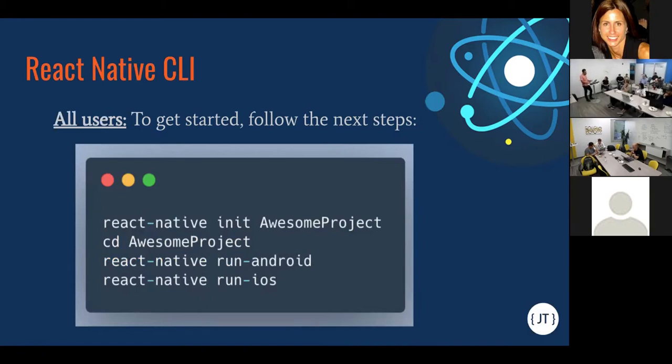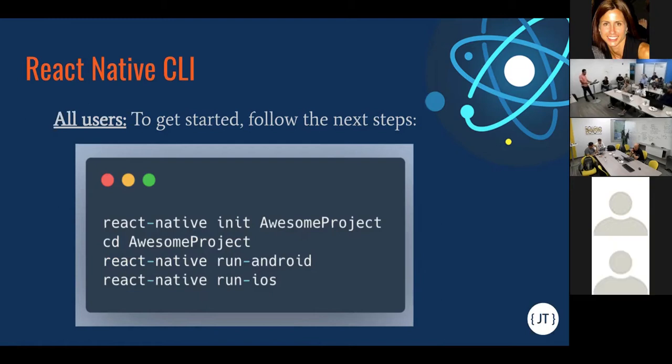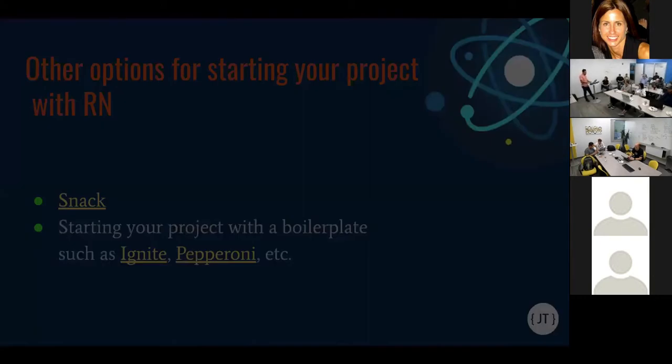And so once you have all of the pre-required dependencies installed, from your terminal you just run the React Native init. It's a similar process for Expo. You have to be in the directory where you want to have your project saved. And then after you cd into the directory, you just do a React Native run Android or run iOS, depending on what you want to work with.